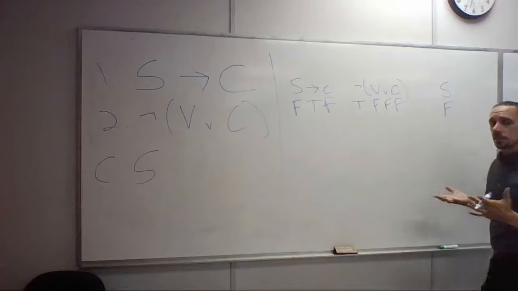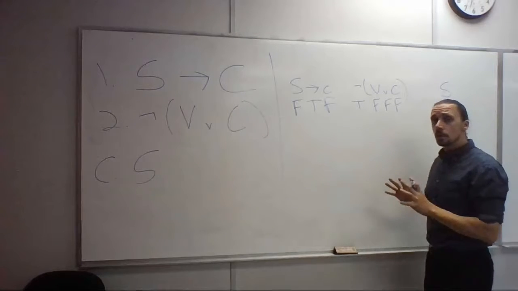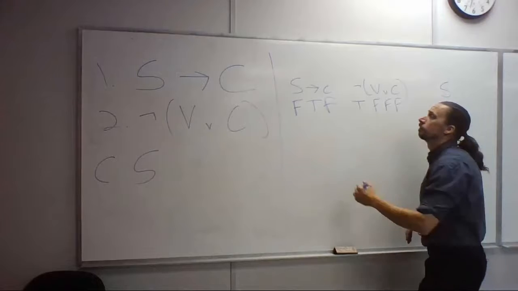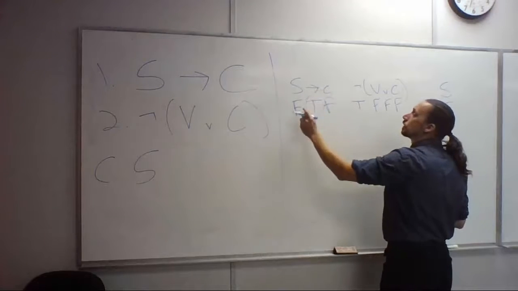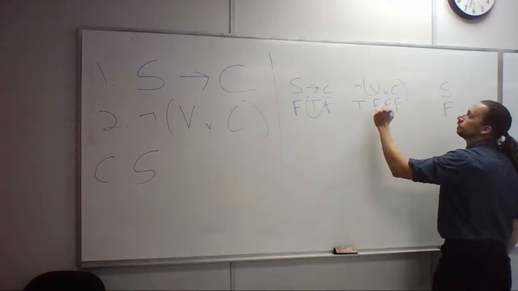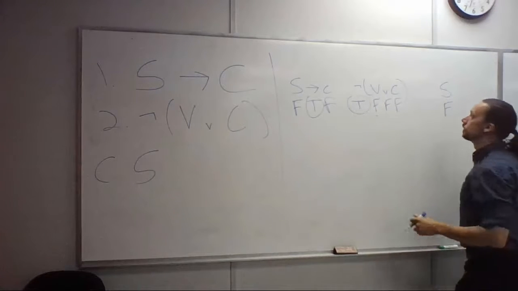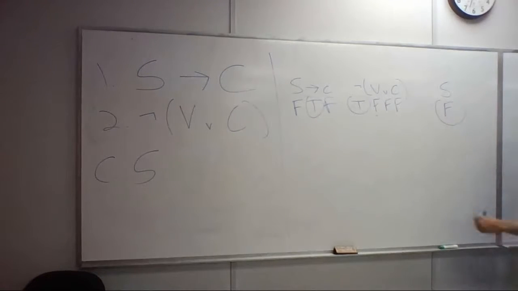Now, is this consistent? Are there any contradictions? No, there aren't. There are no contradictions in this truth value assignment. Right? Is this premise true? Yes. False, false, true. Is this premise true? Yeah. False, false. Therefore, not is true. So the premises are true. There's no contradiction, and the conclusion is false.